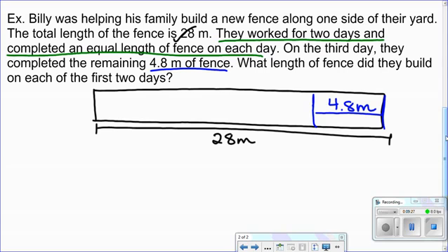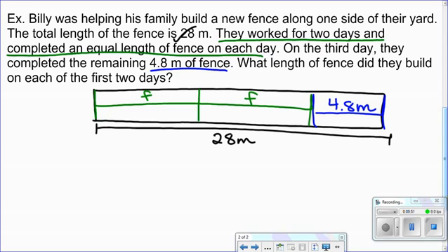What length of fence did they build on each of the first 2 days? So the first 2 days, it says they completed equal length. So that means this piece of fence they completed in the first 2 days, they completed 2 equal amounts. So let's call that F and F. I would use L's, but L's end up looking like 1s. So they completed 2 equal lengths, but we don't know what that is. We want to know what length of fence did they build each of those days.